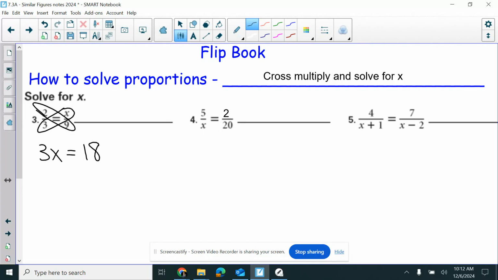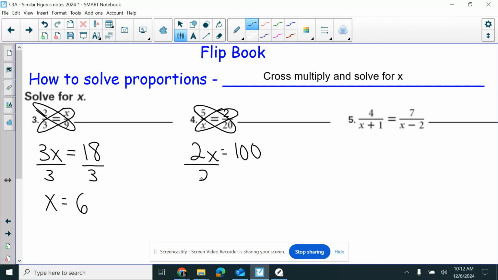We now have an equation, and this is an easy equation to solve because all we have to do is divide by 3. So x equals 6. So to solve a proportion, just cross multiply and solve for x. So this next one, again, I like to do the one with the x first because I like x on the left. So 2x equals 100. If I divide by 2, x equals 50.